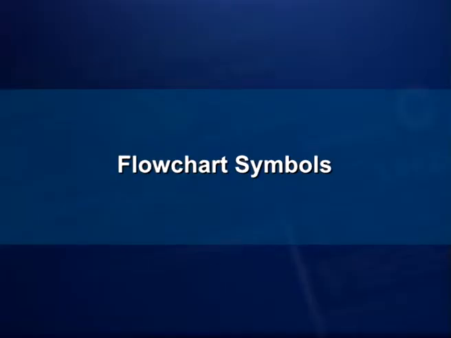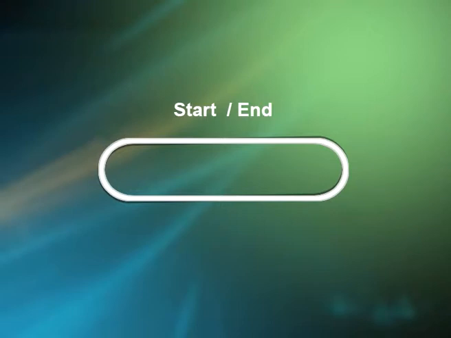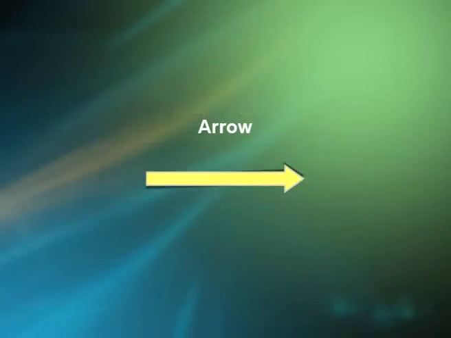Next is the flow chart symbols. A flow chart uses predefined symbols. The different predefined flow chart symbols you can see on the screen. The first one is the terminal symbol, which indicates the starting or end point of the program. The second one is the arrow, which indicates the direction of flow of statements.